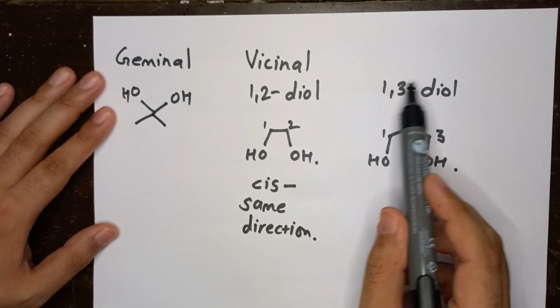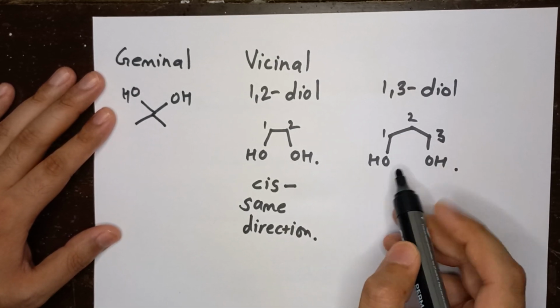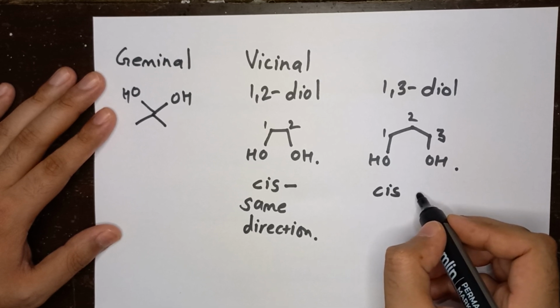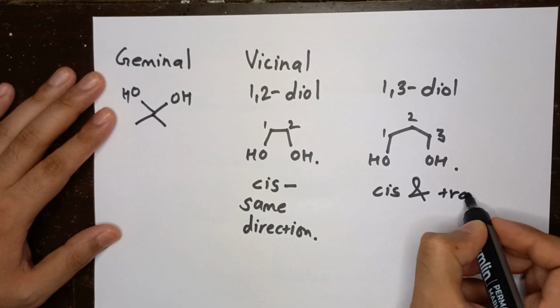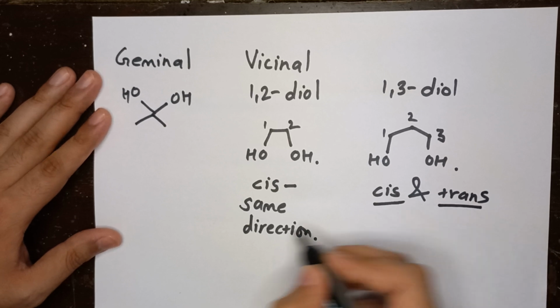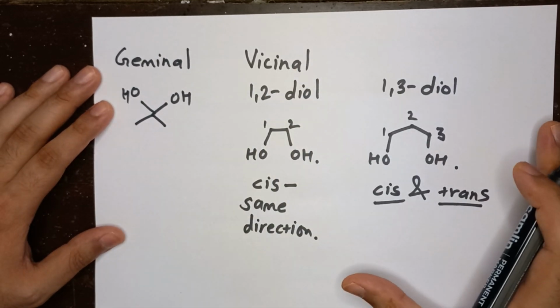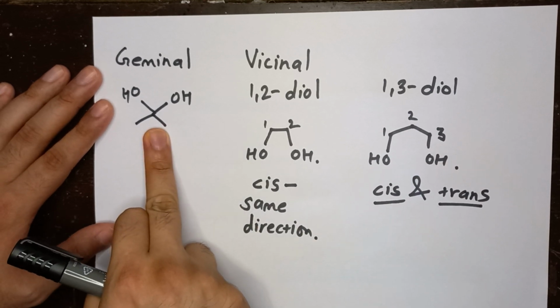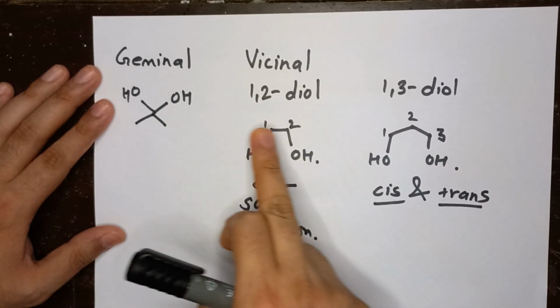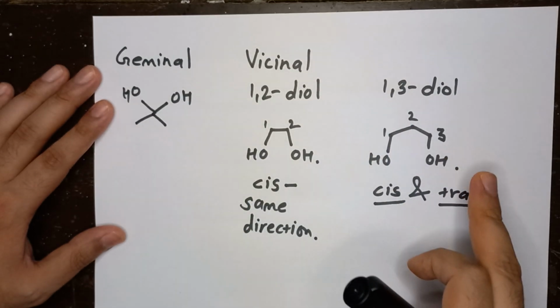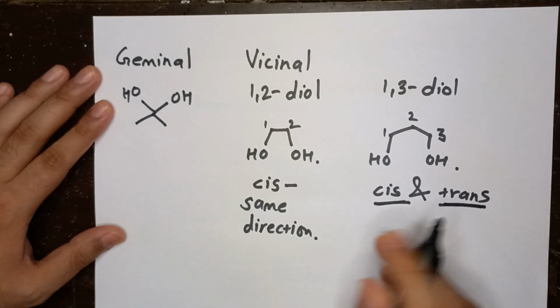You can also protect 1,3 diol in a similar fashion. It doesn't matter whether they are cis or trans. In both the conditions, they can be protected. So I want you to know this, that you do not protect geminal diol. For vicinal diol, 1,2 fashion, they have to be in a cis fashion, and 1,3 diol can be protected in cis as well as trans condition.